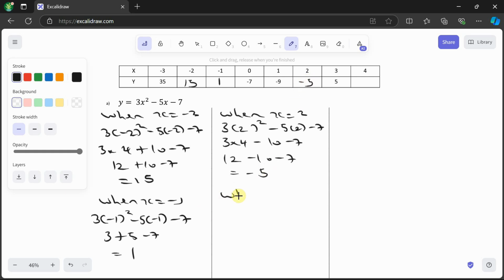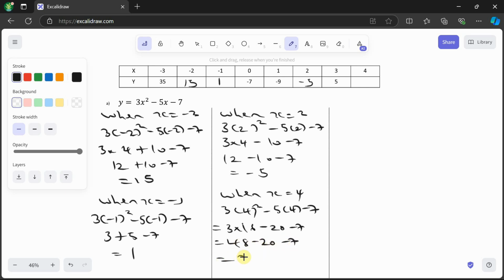And then when x is equal to 4, that will be 3 open brackets 4 all squared, minus 5 open brackets 4, minus 7. Okay, let's break it down. 4 squared is 16, so 3 times 16 is 48. 5 times 4 is 20, minus 7. So 48 minus 20 minus 7. 48 minus 20 is 28, minus 7 is 21. So our answer here is 21. So the table of values is all completed. Let's go ahead and plot this graph.